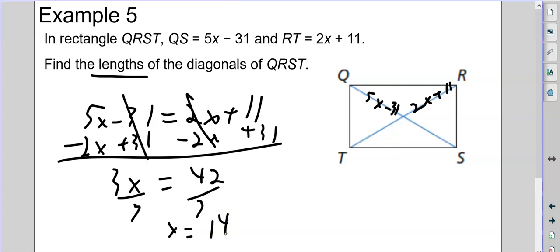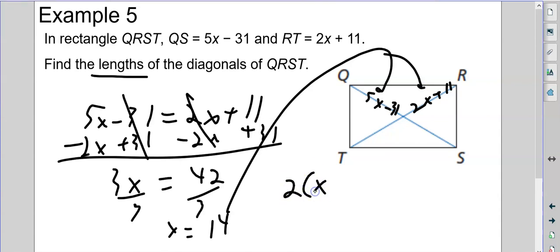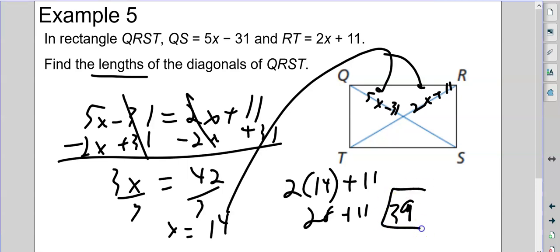I am not finished. It did not say find x. It said find the lengths. So what I need to do now is plug this in here or here. It doesn't matter. They're equal. I'm going to plug it into the smaller one here with addition. So 2 times 14 plus 11. So that's 28 plus 11, which is 39. So they both measure 39. If you want to do 5 times 14, subtract 31, you can, but you will get 39 for both.